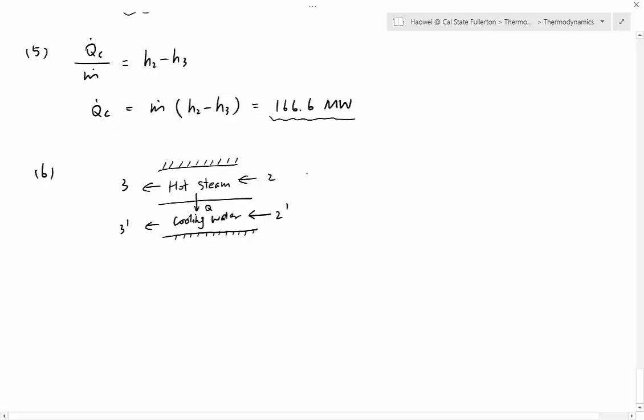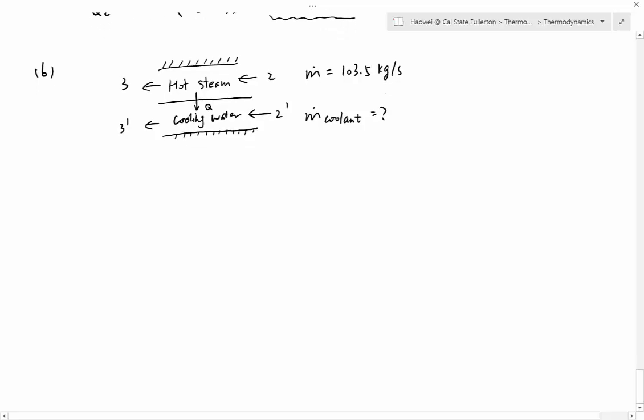Okay, so we know the mass flow rate of the hot steam from before is 103.5 kilogram per second. Now I'm looking for the mass flow rate of my cooling water. Let's call it coolant. What is the equation between those two pipes? The hot steam will lose heat, so heat loss from 2 to 3 must be equal to heat gain for 2 prime to 3 prime, right?